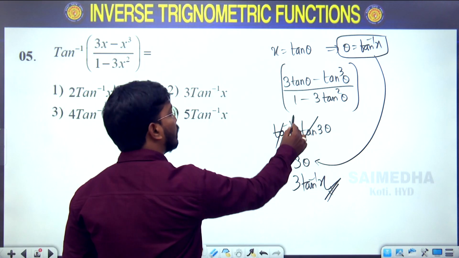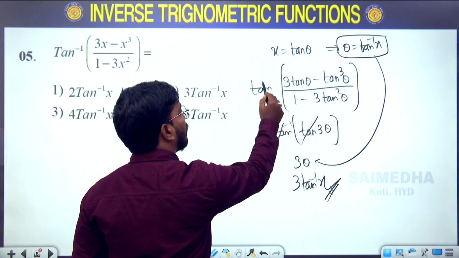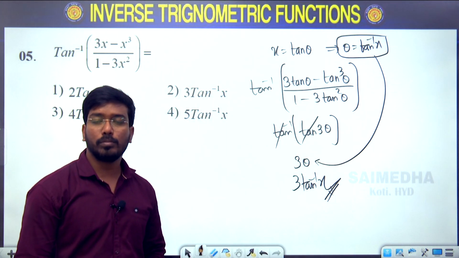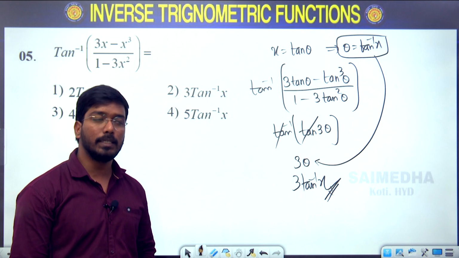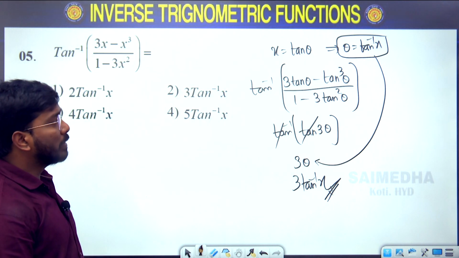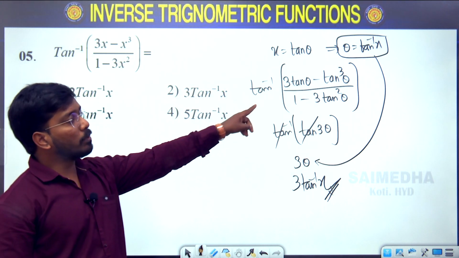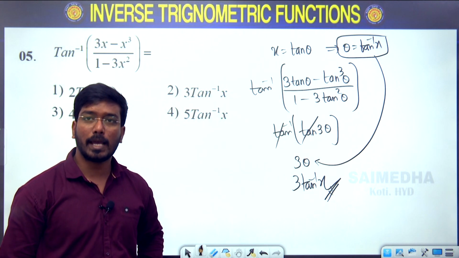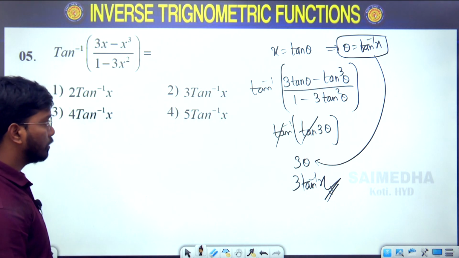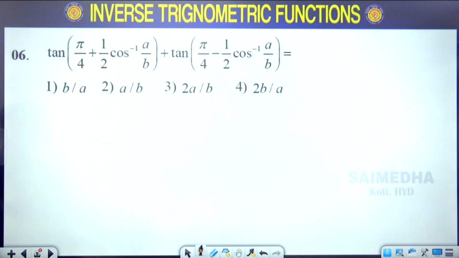To do this problem, you should know the formula for tan 3 theta. That is 3 tan theta minus tan cube theta divided by 1 minus 3 tan square theta. Try to memorize the formula for tan 3 theta: 3 tan theta minus tan cube theta by 1 minus 3 tan square theta. Go through it. Let's go for the next question.